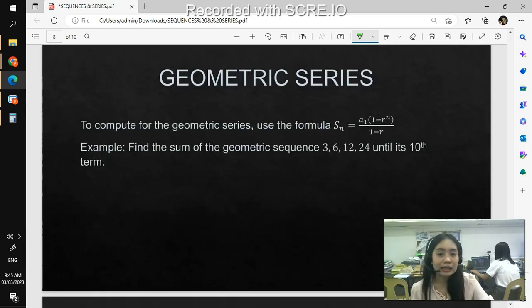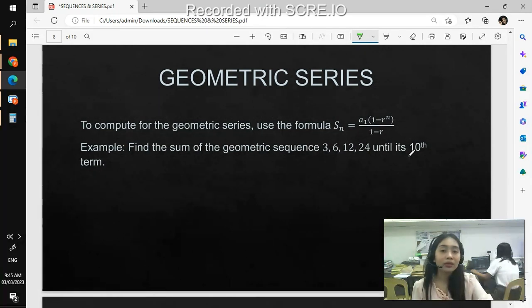Next is we have the geometric series. A geometric series is just the sum of all the terms in the geometric sequence given by the formula S sub n is equal to a sub 1 times 1 minus r raised to n all over 1 minus r. So we have the example 3, 6, 12, 24 until its 10th term. We are to look for the sum of it.